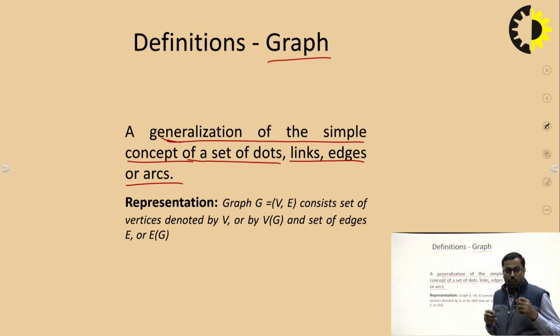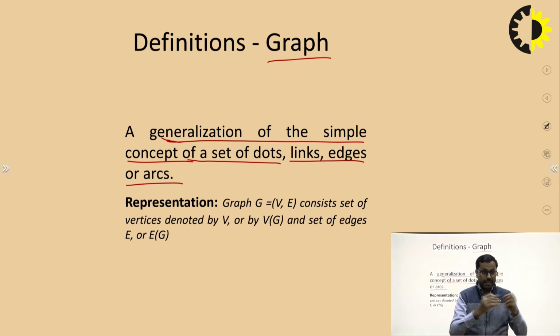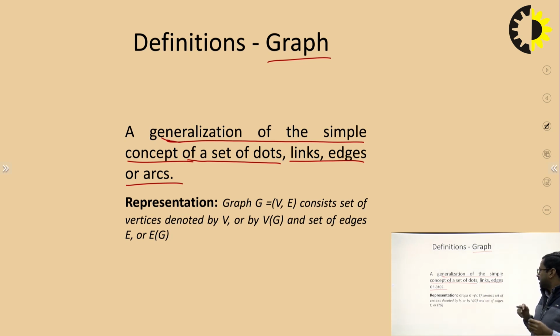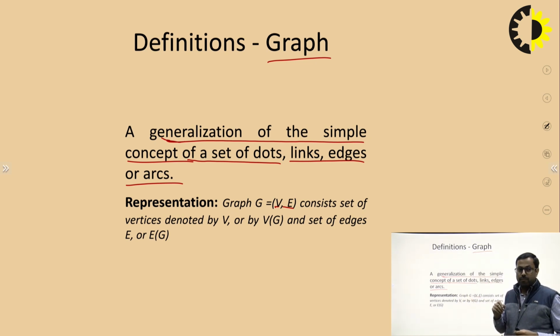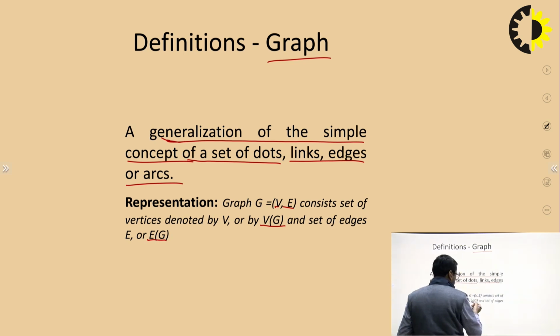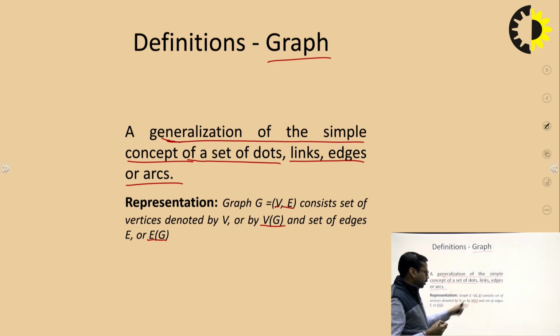And what is V? V is the set of vertices and E is the connection between the vertices, that is, the set of edges. Basically it is represented with capital V and capital E. V stands for vertices and E stands for edges. We also denote this as V(G) and E(G). G stands for graph, and V(G) will be the set of vertices of the graph and E(G) the set of edges of the graph.